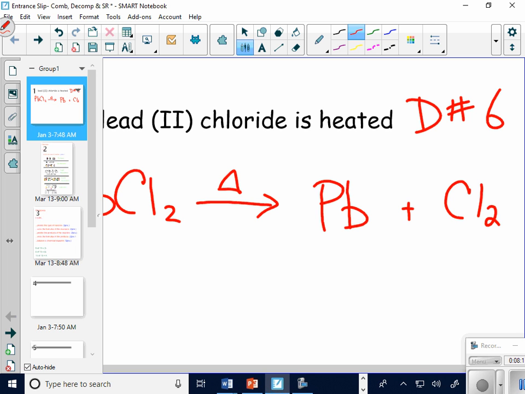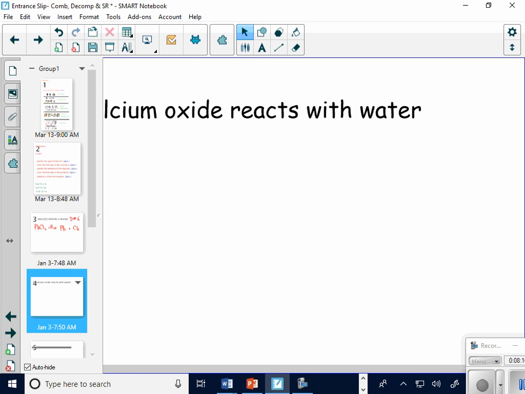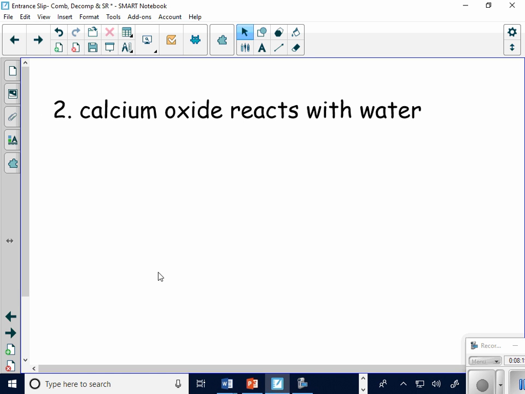Number 2. Okay? Number 2 is calcium oxide reacts with water. Now, when I'm thinking about this, I think about certain things and I rule them out. Number 1, this is not a combustion reaction. I know that. This is not a decomposition. I know that. This is not a double replacement. Well, it's not a single replacement. I know that, don't I? Because a single replacement wouldn't have 2 dance partners.